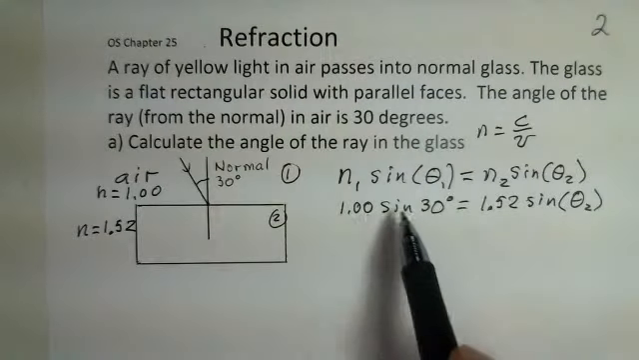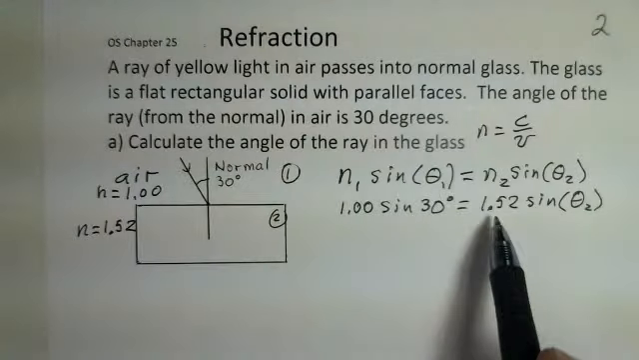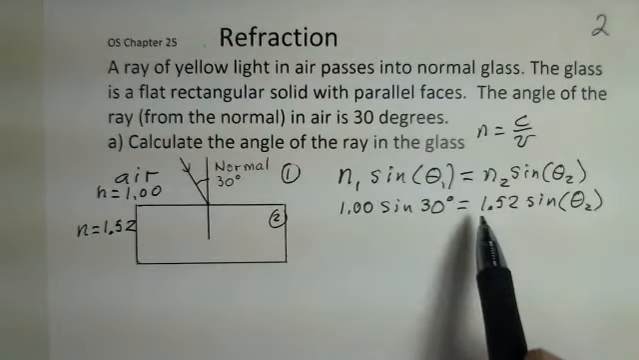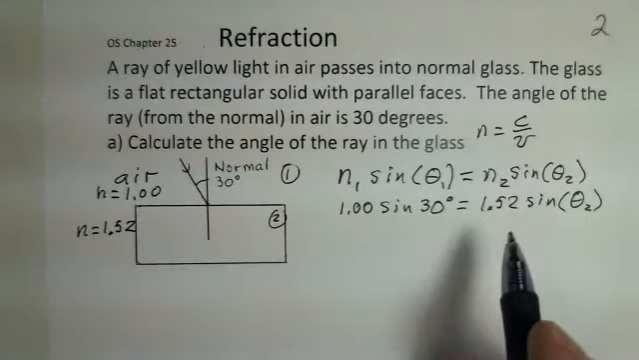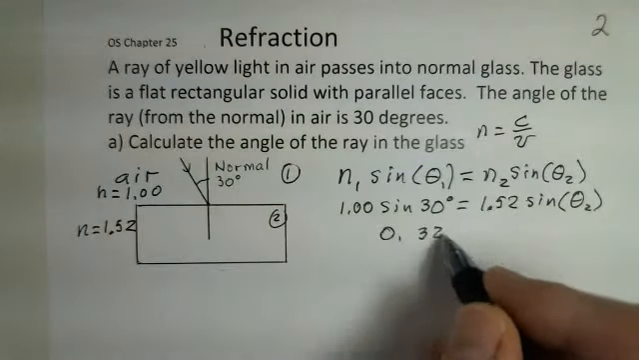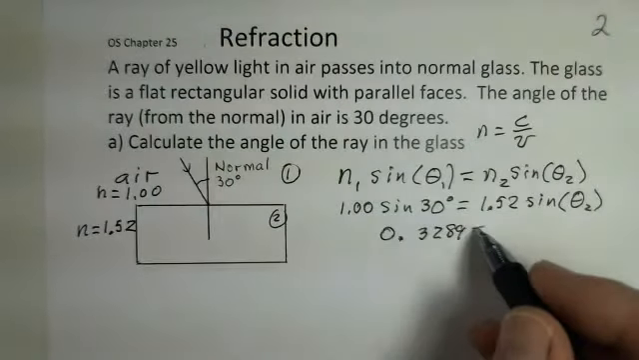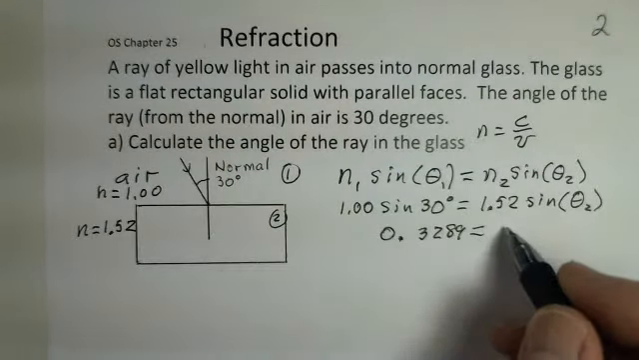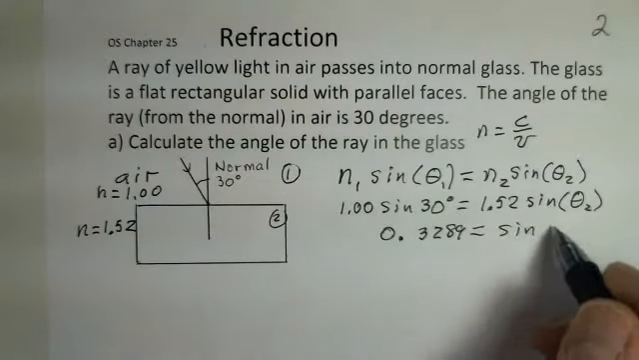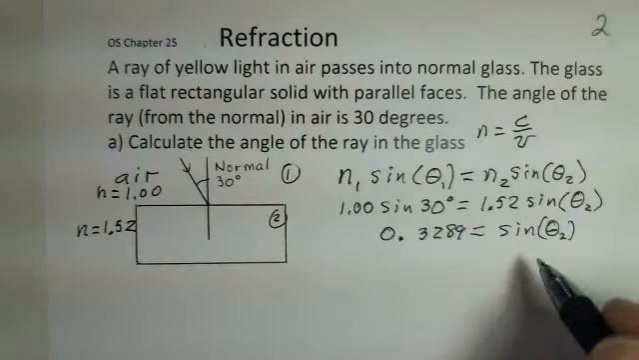So 1 times sine of 30 degrees, then divide by 1.52. You ought to perhaps pause and see what result you get on your calculator. I came up with 0.3289, keeping some extra digits here so I don't introduce round off error. And then I have sine of theta 2. So my unknown is under the control of the sine function.